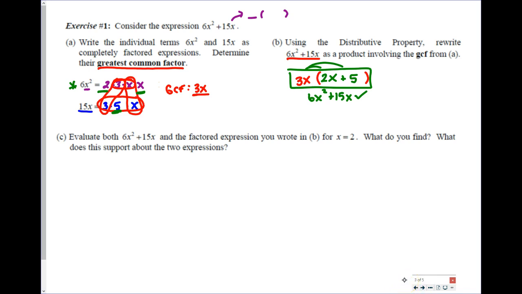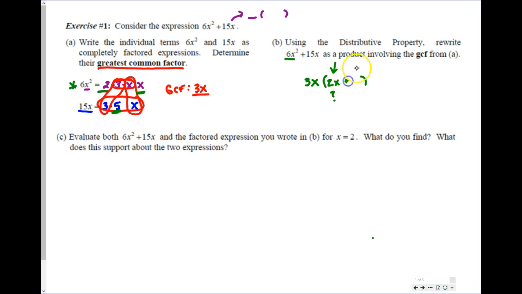Now, let's think about it in a different way. What if I didn't have my leftover? What if I know my GCF is 3x and I want to know what's in here? Well, ask yourself, what has to go here? If 3x is here, what has to go here to get a 6x squared? Well, it has to be a 2, because 2 times 3 is 6, and I have to have an x to get the x squared.